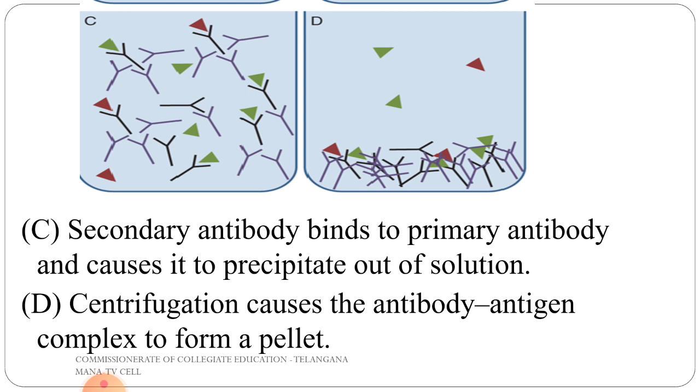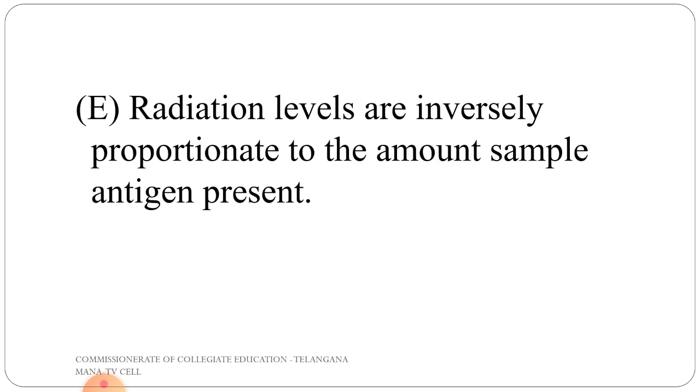In picture C, the secondary antibody binds to the primary antibodies and causes them to precipitate out of the solution. In the fourth picture, picture D, centrifugation causes the antibody-antigen complex to form a pellet. Radiation levels are inversely proportional to the amount of the sample antigen present.